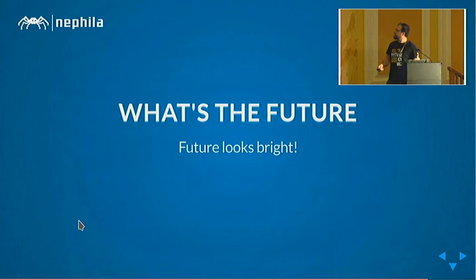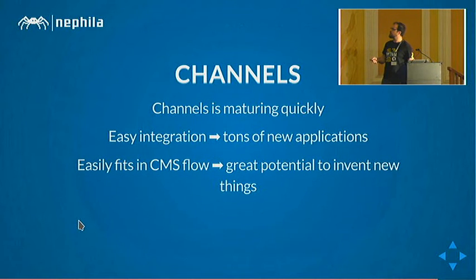So what's for the future? It looks very good, because Channels is maturing very quickly, is really, I think, basically ready for production, was very well built and is very easy to integrate with. There are a ton of applications already built for Channels, and it easily fits in the Django CMS flow. So there is great potential to build something exciting for content websites.